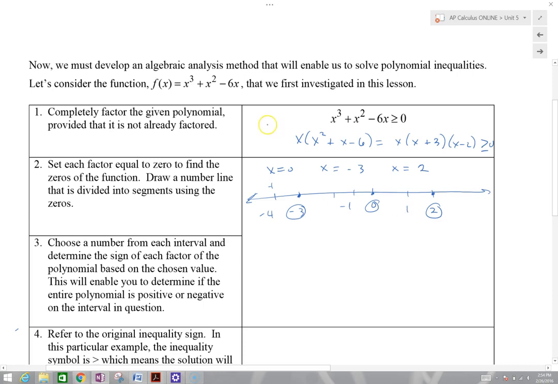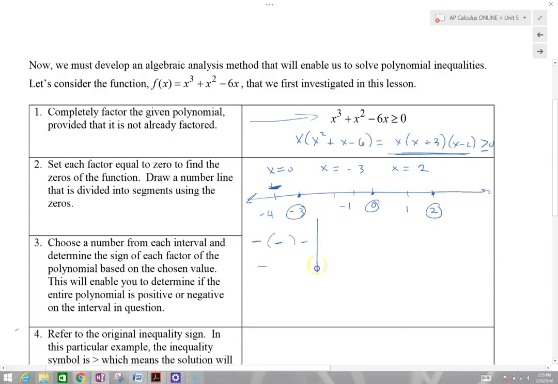So instead of plugging them all into the original, I'm going to plug them into here, where we already have it factored. So if I plug in -4, x is going to be negative. And in the middle factor, if I plug in -4, I get -4 plus 3, which is also negative. And then if I plug -4 into x minus 2, I get negative. A negative times a negative times a negative is a negative. So here, less than -3, we have negative.